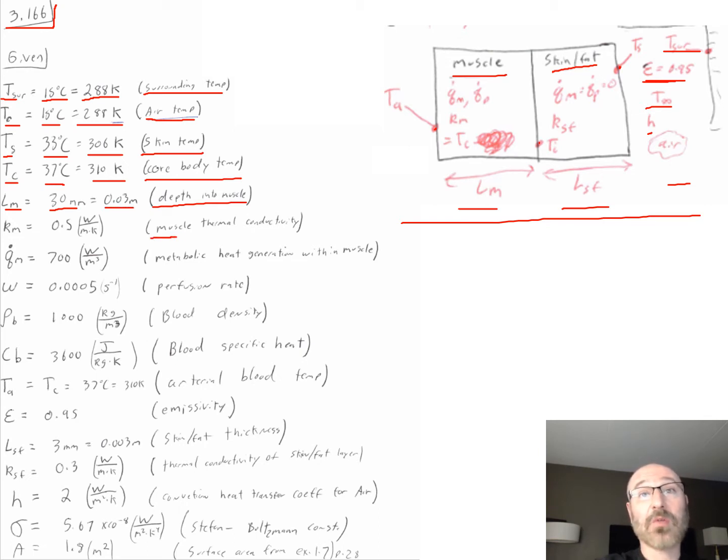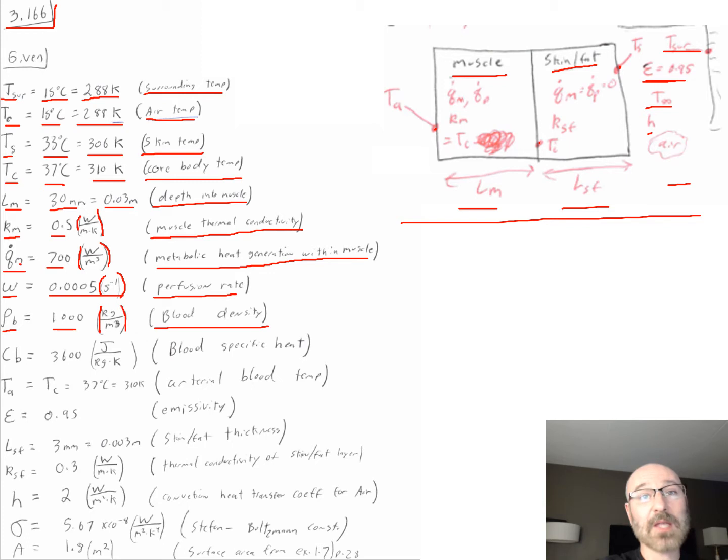And I have my muscle thermal conductivity, my k sub m, given to me as 0.5 watts per meter times Kelvin. Then I have my metabolic heat generation within the muscle, so my subscript is an m: my q dot m is equal to 700 watts per meter cubed. Then I have my perfusion rate, given to me as omega equal to 0.0005 inverse seconds, seconds to the -1. I have my blood density, given by rho sub b as 1,000 kilograms per meter cubed.